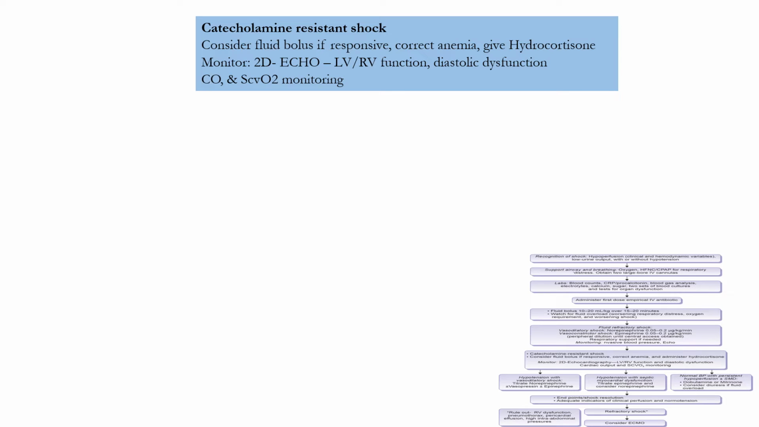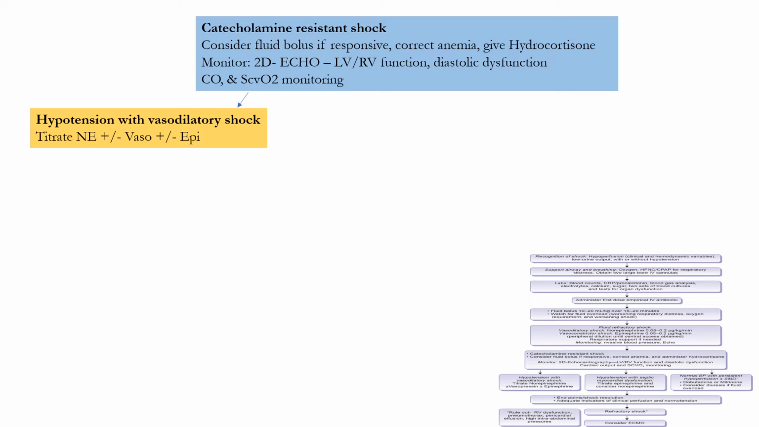So, once the patient has catecholamine resistant shock, there can be 3 possibilities. First, the patient has hypotension with vasodilatory shock, as I just explained. You titrate norepinephrine. Vasopressin also has a similar mechanism of action. Vasopressin, the term itself means it is a vasoconstrictor agent, and epinephrine on top of that if required.